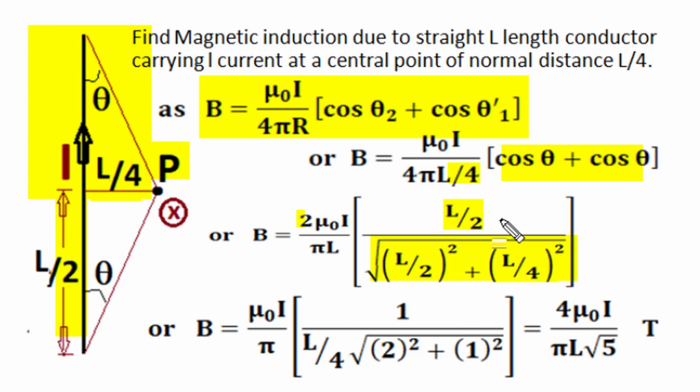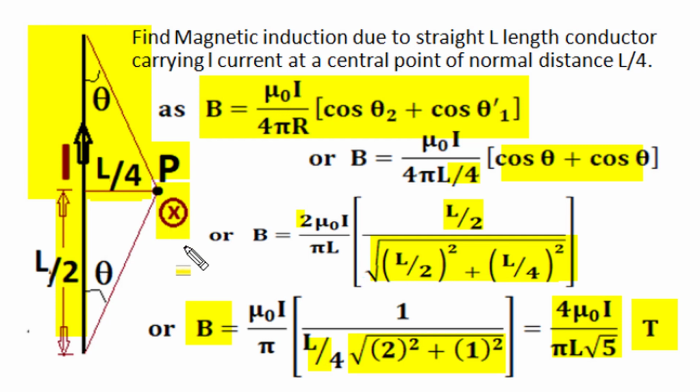Now this L and the 2 cancel out, and when we bring L/4 common, this L/2 is 2 times L/4. So our Pythagoras calculation becomes root 5. This 4 in the numerator makes our result 4 times mu 0 I upon root 5 pi L, in Tesla unit, which becomes our magnetic flux density at observation position P.